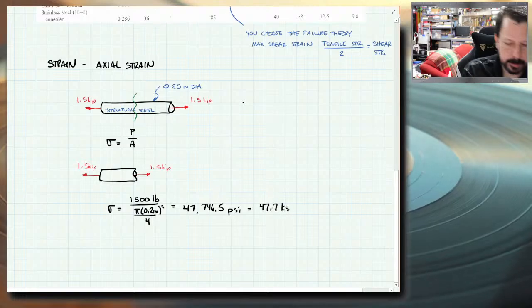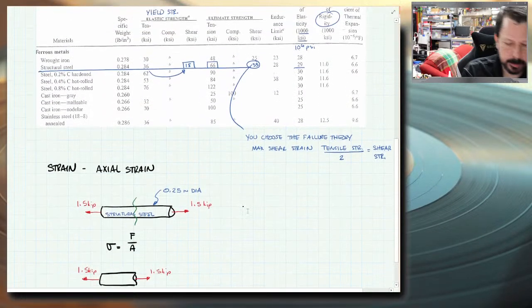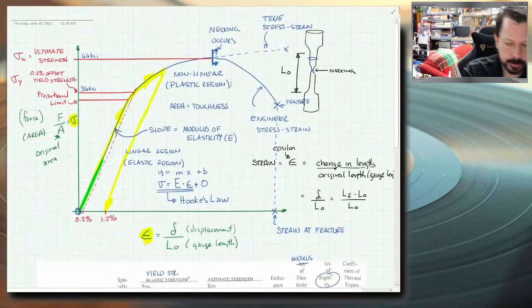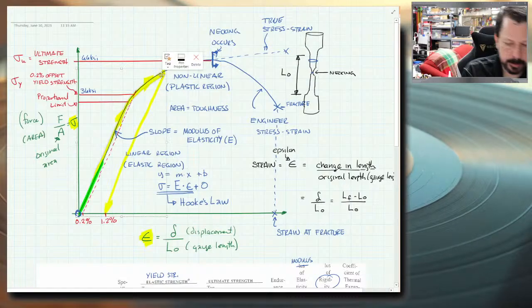Or 47.7 KSI. So for our structural steel, that's kind of bad. That means we yielded it. We did not fracture it, but we did yield it. So we're somewhere right in here, somewhere in here between fracturing and yielding. So we have permanently changed its length. Maybe we didn't want to do that, but that's what we did.